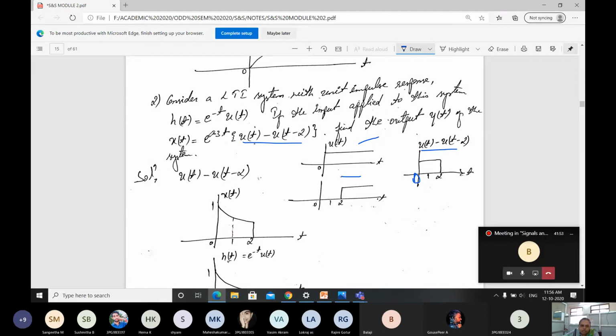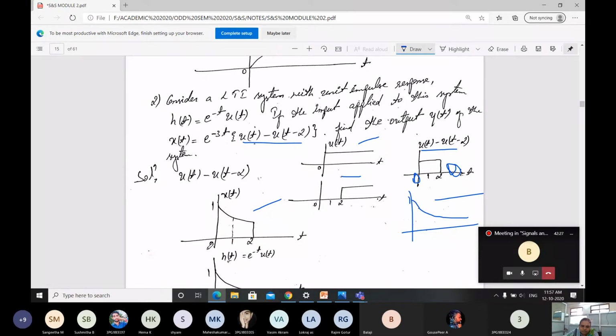Then what about e raised to minus 3t? It is always a decaying function. The maximum amplitude will be 1, and from 1 it keeps decreasing. When I multiply our u of t minus u of t minus 2 with e raised to minus 3t, this is our x of t that you will be getting. Beyond this it will be 0 only, because 0 into anything gives 0. For that reason after 2 you will not get any signal.